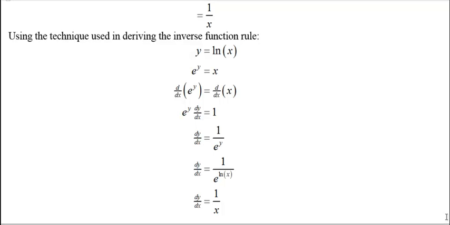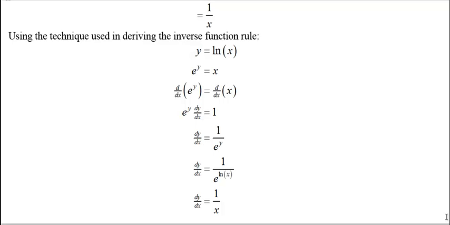On the right, like before, we get a 1. Derivative of x is 1. The derivative of e to the y, we've done a substitution now, or a chain rule, where y is a function of x. The derivative of that is e to the y times dy over dx. Notice the application of the chain rule.